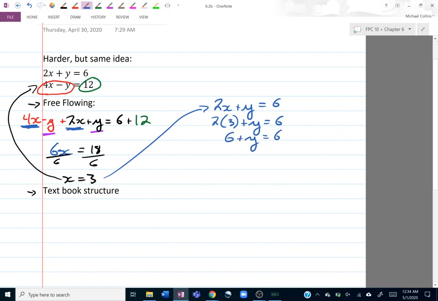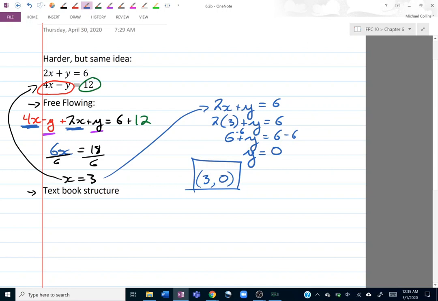And now I want to isolate y. I'm going to subtract 6 from both sides. Subtract 6. And 6 minus 6 is 0. So now I have my solution to this linear system, which is x is equal to 3, y is equal to 0. And that would be my final answer.